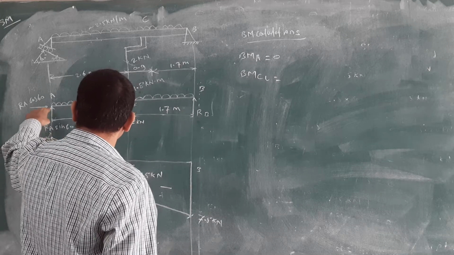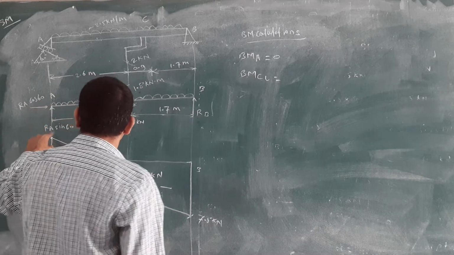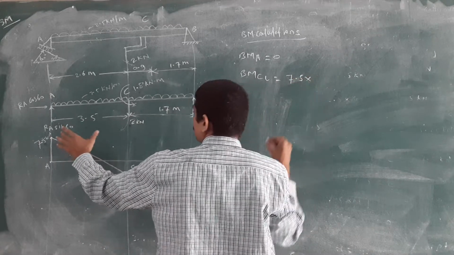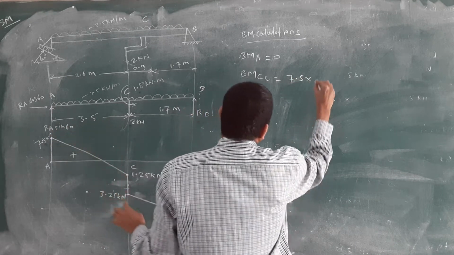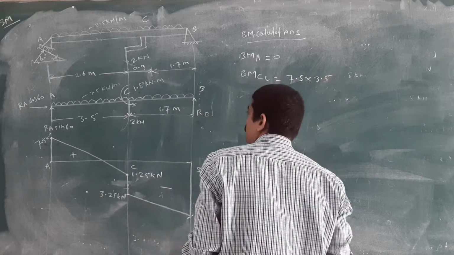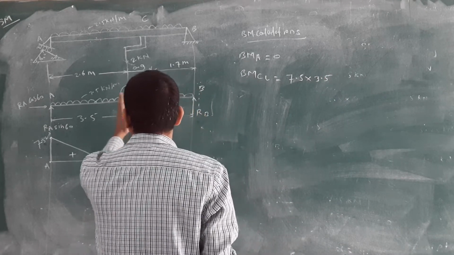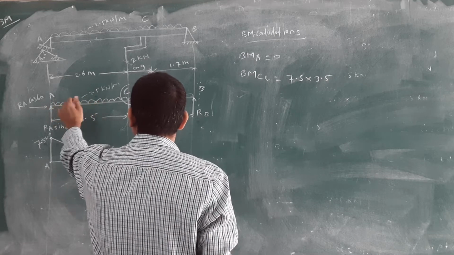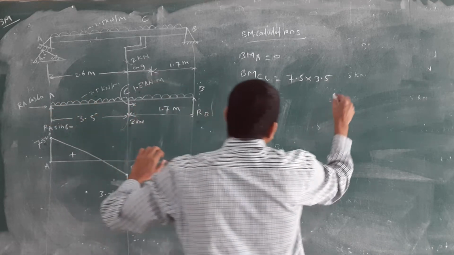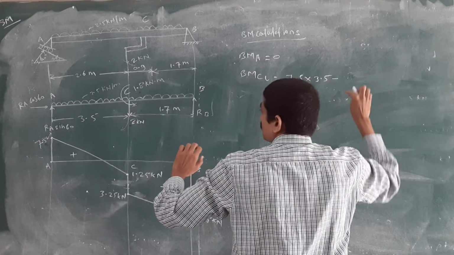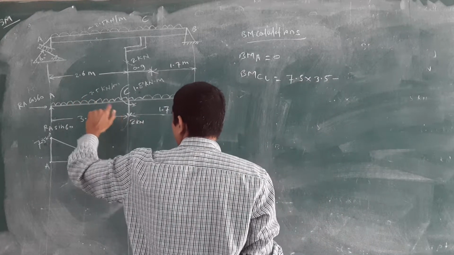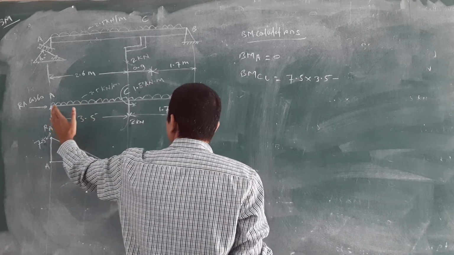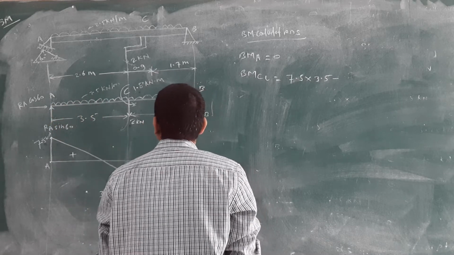Bending moment at just left side. Okay, RA sin 60, this is going clockwise. RA sin 60, 7.5, into distance up to the C point, 3.5. Then just left side, check that. There is a 2.5 UDL given in between A to C. Means this is going anti-clockwise direction, up to the C point. We are going left to right.